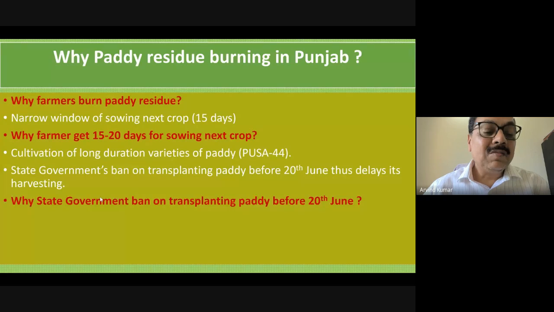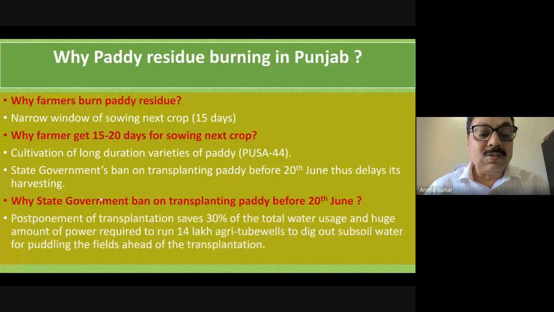So why does the state government ban early planting of paddy? Because there are certain reasons for that: it saves 30% of total water usage and a huge amount of power required to run 14 lakh agri tube wells to dig out subsoil water for puddling the fields ahead of transplantation. That is why the government wants farmers to transplant after 28th June. At that time, I can say, rain may take place.